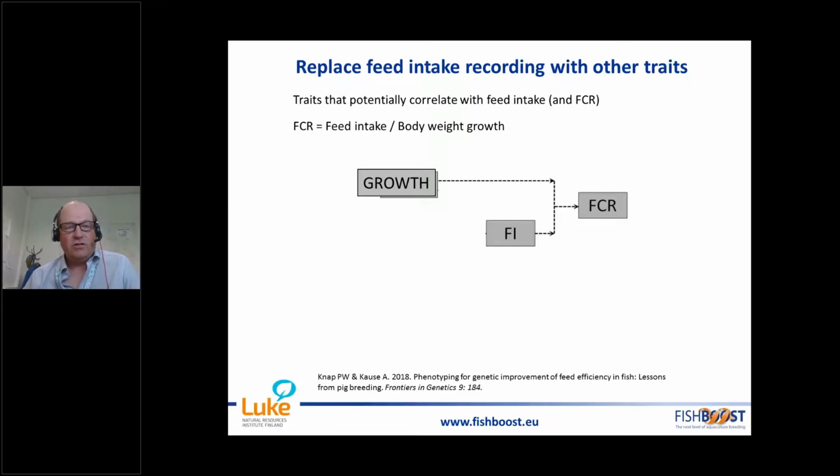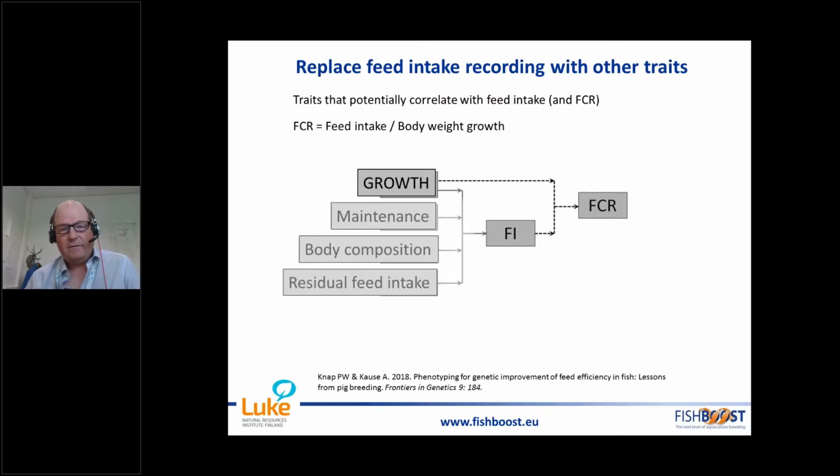And of course, the logic is that feed conversion ratio is a function of two traits and nothing else, growth and feed intake. And growth is easy to record, and there are traits which influence how much a fish eats. And we can target those traits and use them as supporting traits to influence feed conversion ratio.